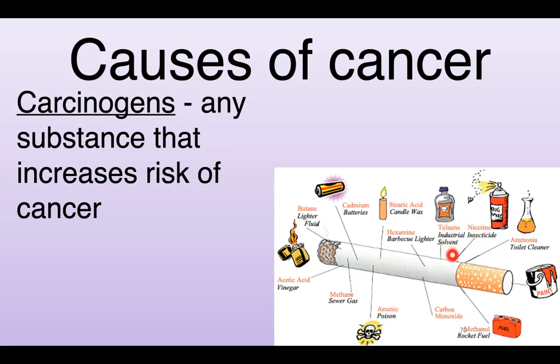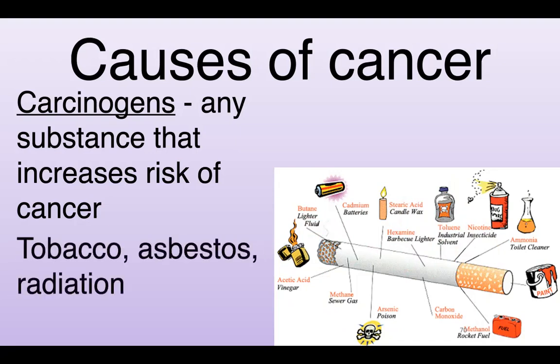You also have toluene, which is an industrial solvent, also bad. Hexamine, which is barbecue lighter. Stearic acid, which is candle wax. Cadmium, that's in batteries, and butane lighter fluid, and acetic acid. There are, I think, over 100 different chemicals in a cigarette.